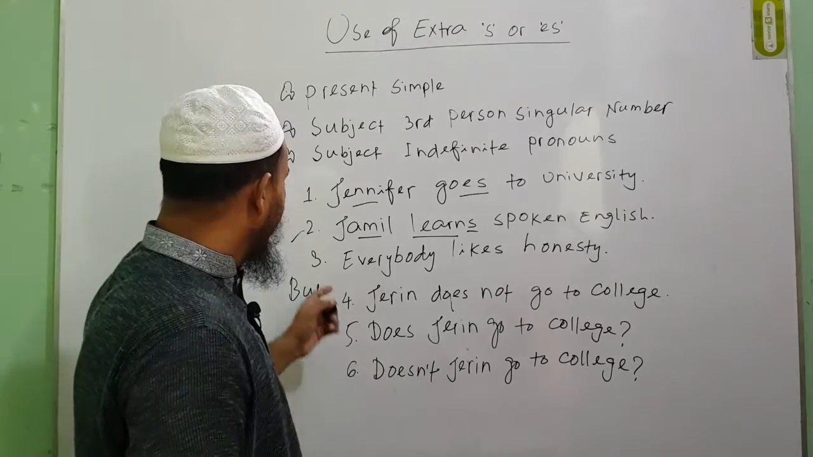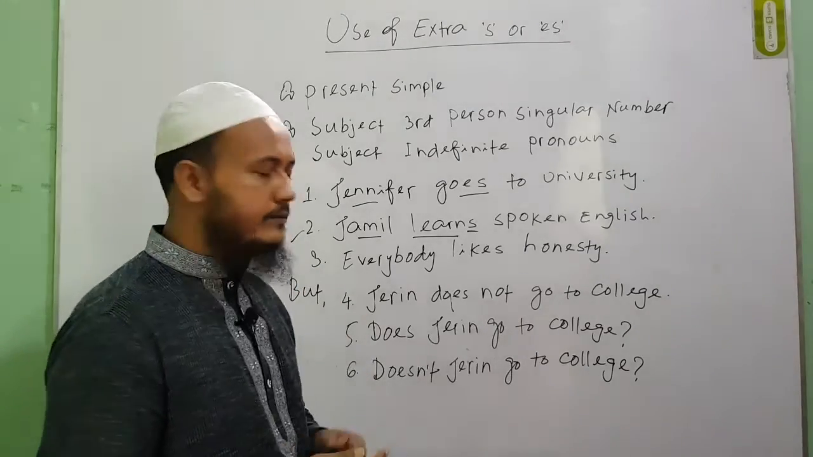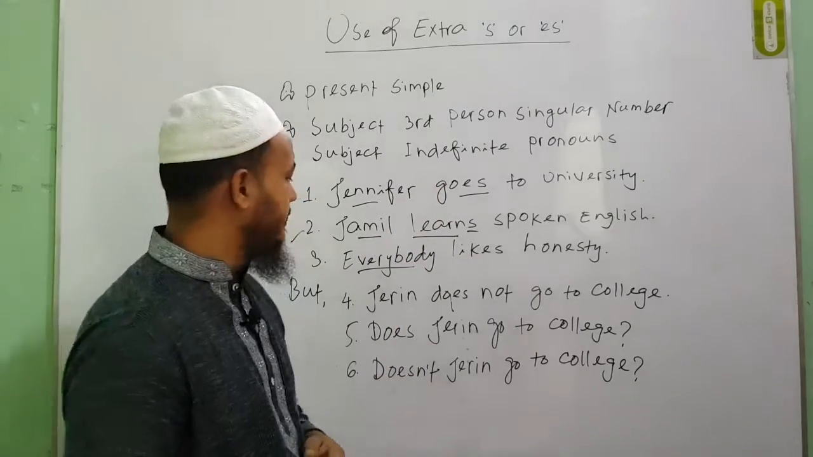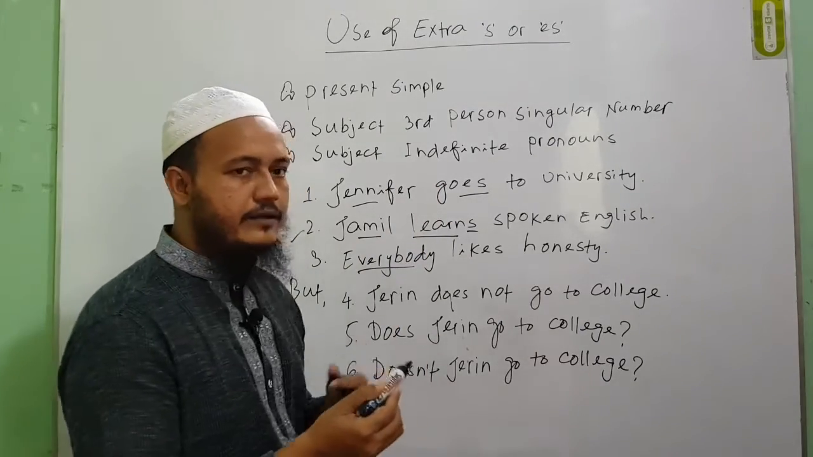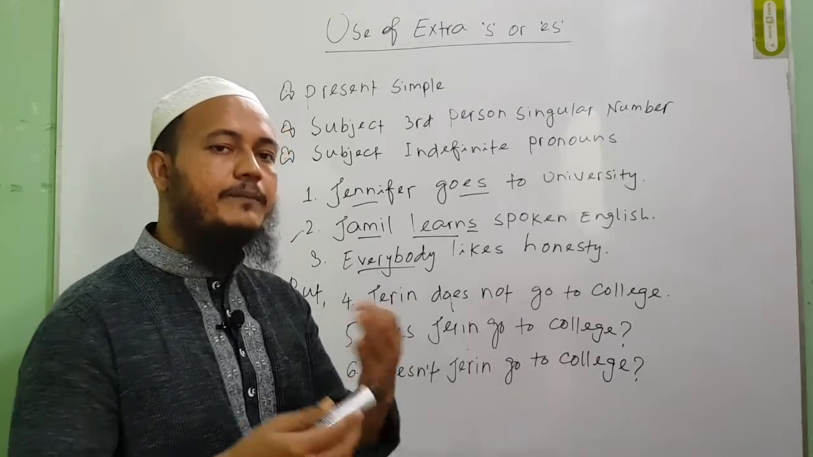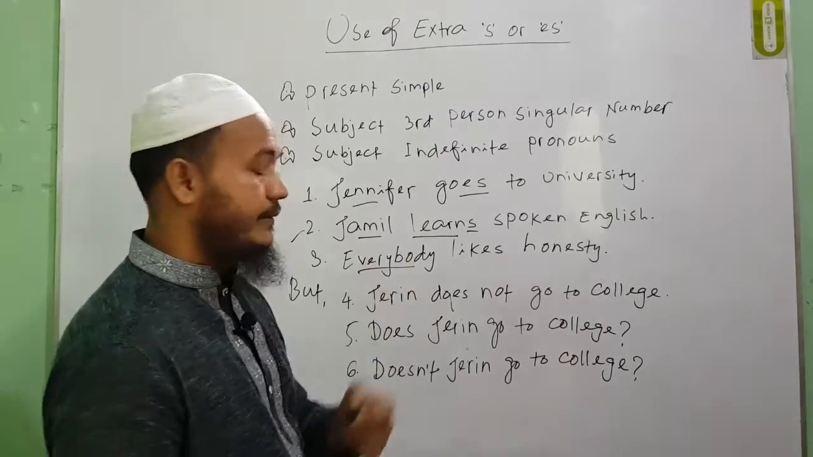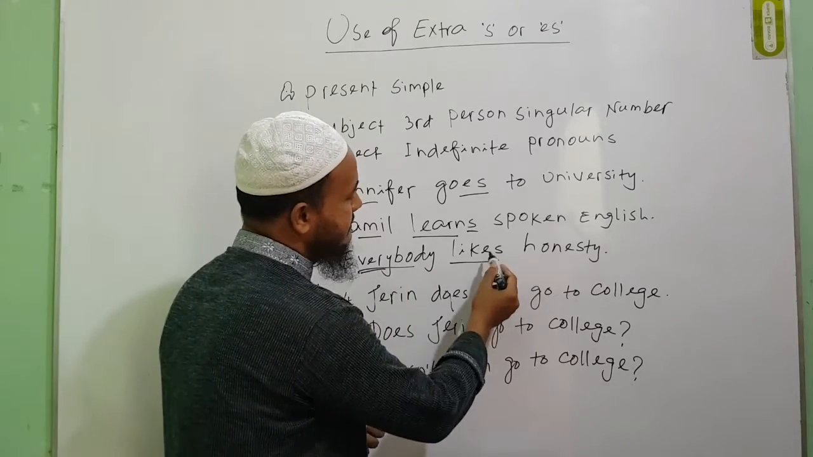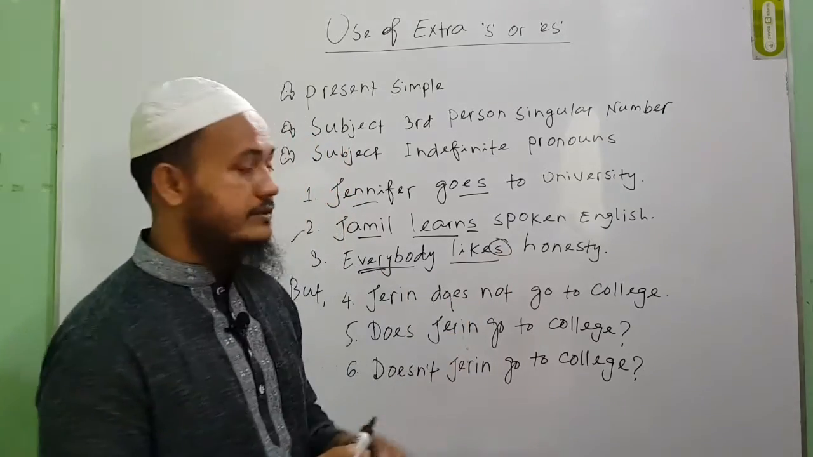And look at example number 3. Everybody. Everybody is an indefinite pronoun. As I told you, when your subject is an indefinite pronoun, you will have to use extra s or es with the main verb. So everybody likes, extra s, likes honesty.